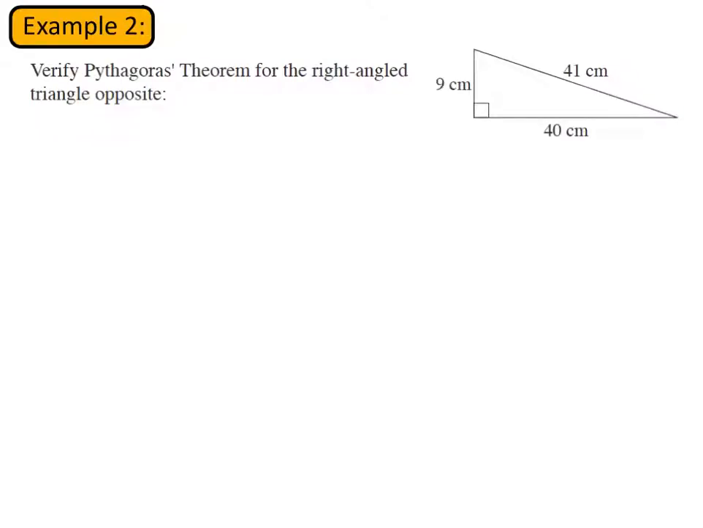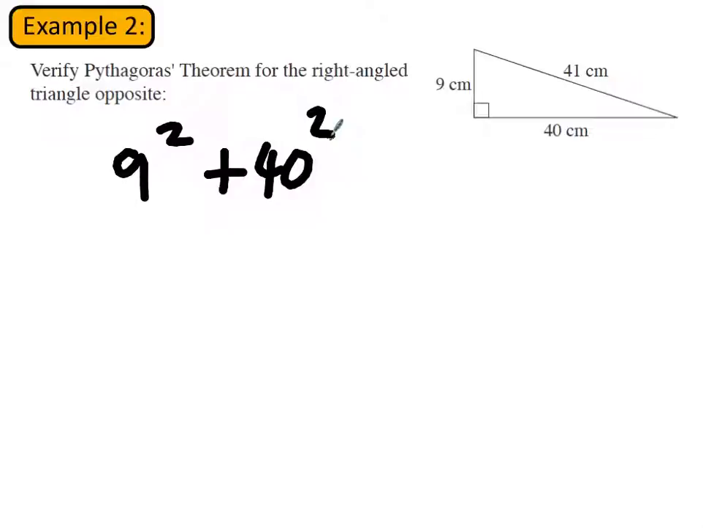So let's have a look at another type of question now. In this case, we have to verify that Pythagoras' theorem is true for this particular triangle. So if it's true, we're going to have that 9 squared plus 40 squared, those are the sides a and b, are going to be equal to 41 squared. So we better work out what 9 squared plus 40 squared is.